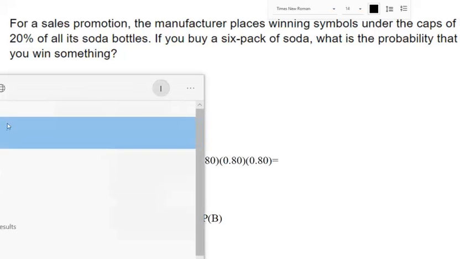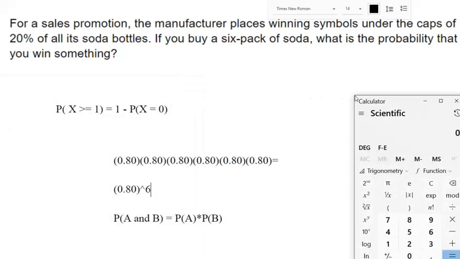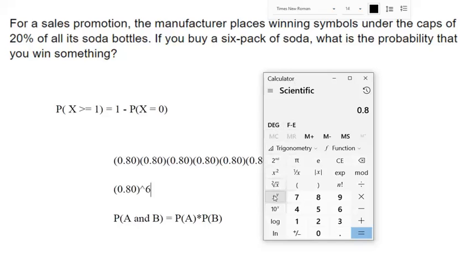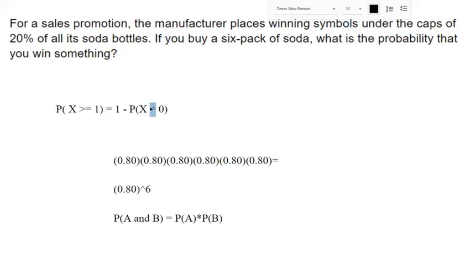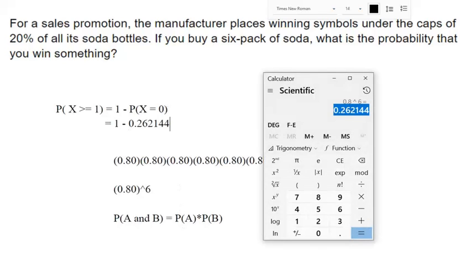So I'm going to get a calculator. I'm going to type in 0.8 and raise it to the 6th power. So that's the probability that none of them win. Okay, so we want to plug that in here. So 1 represents 100%. The probability of none of them being winners is 0.262. So if we subtract that from 1, we have a 0.737 chance that at least one of them is a winner.